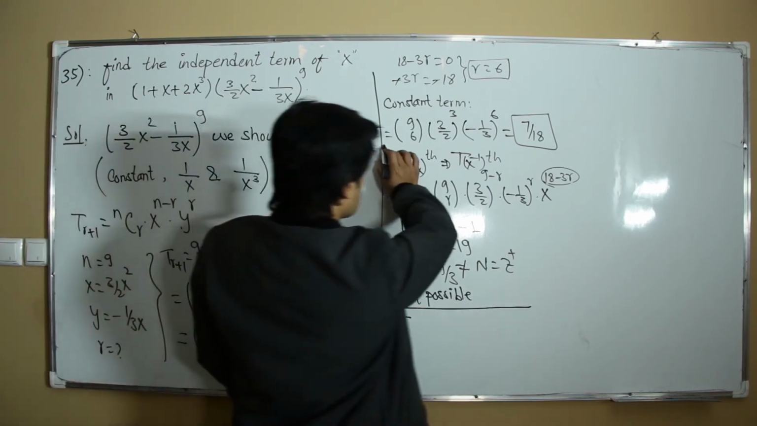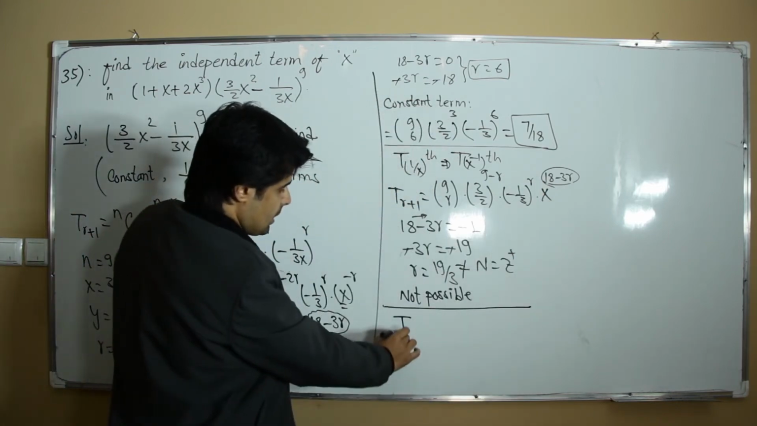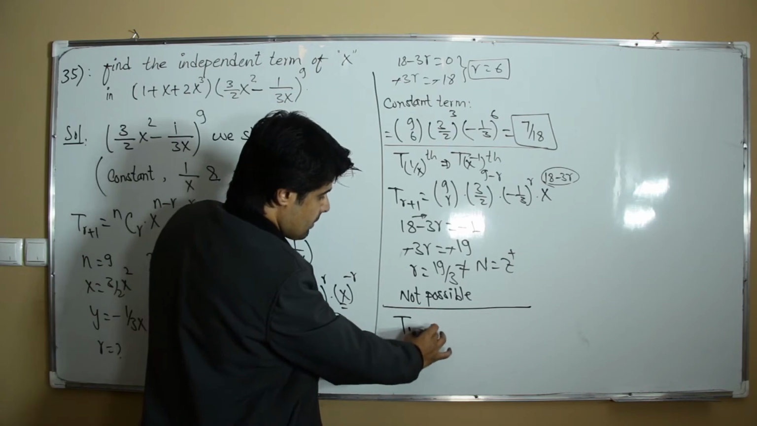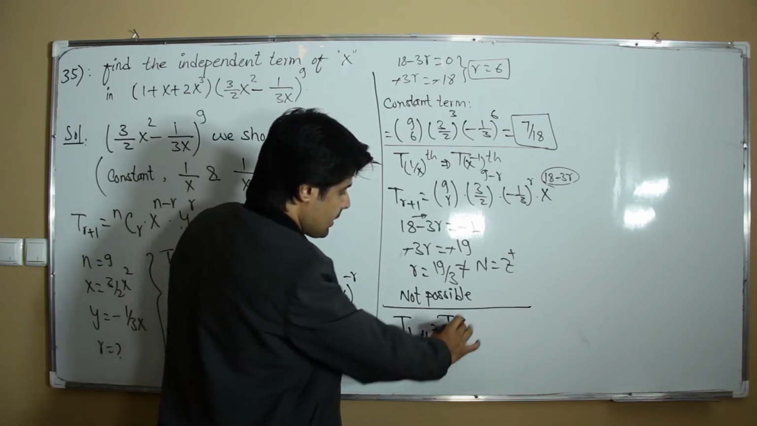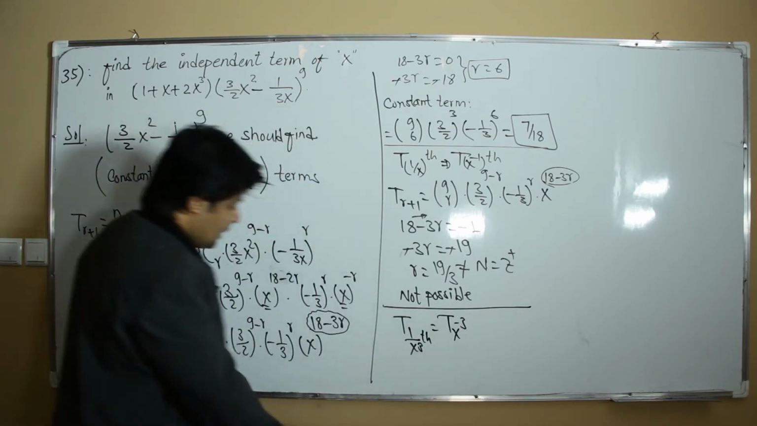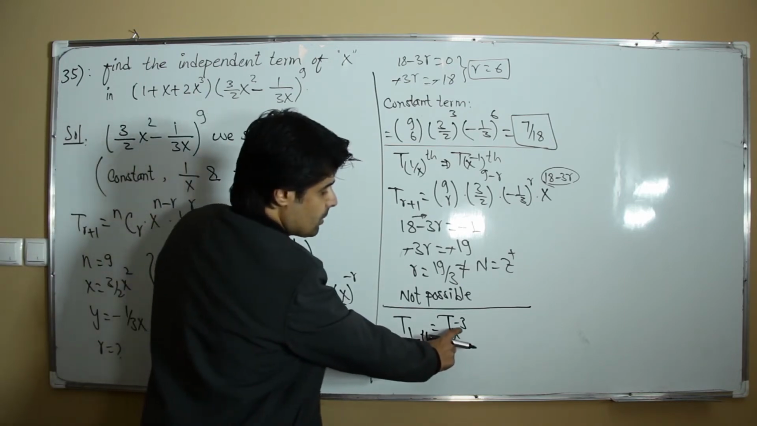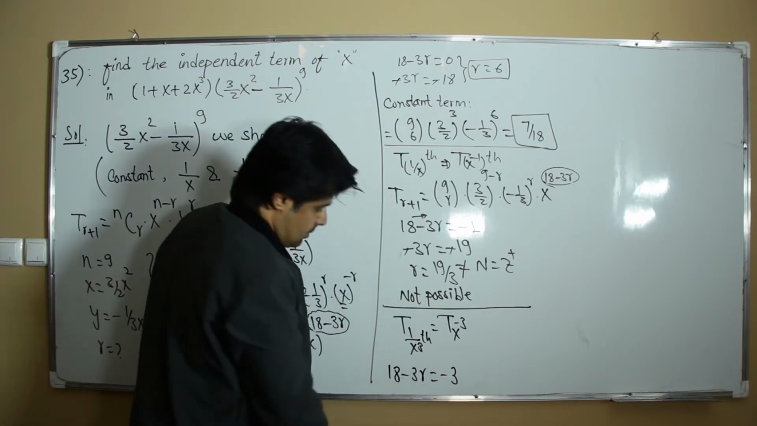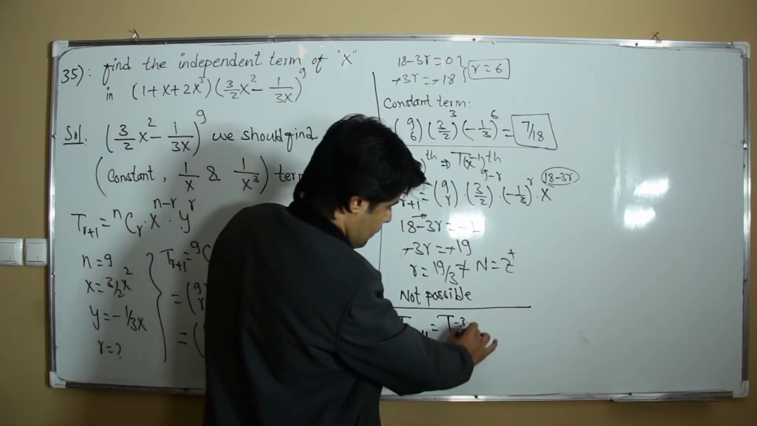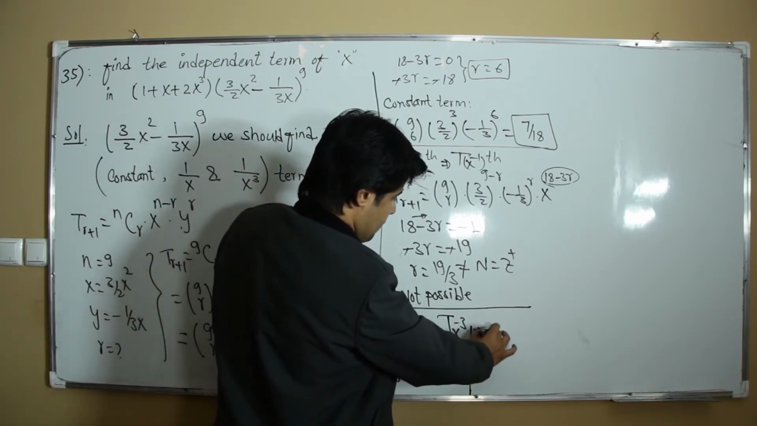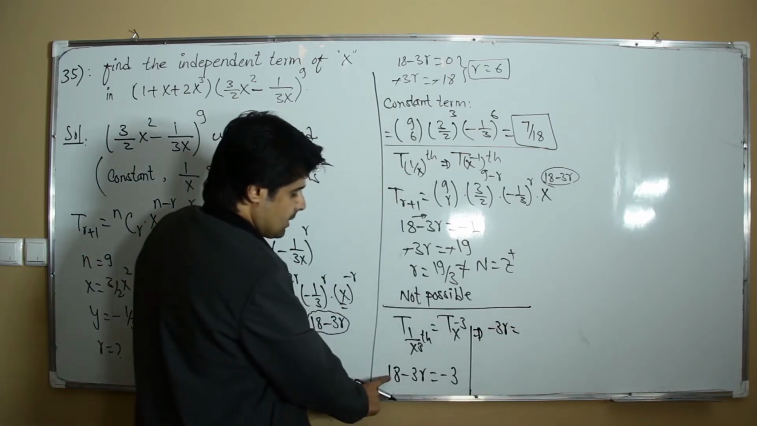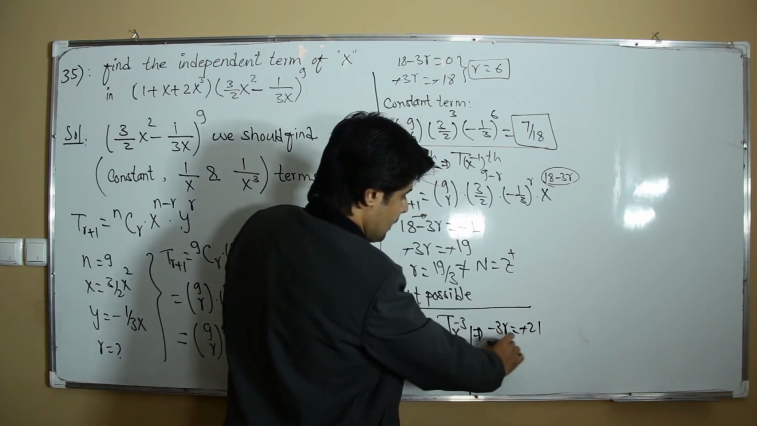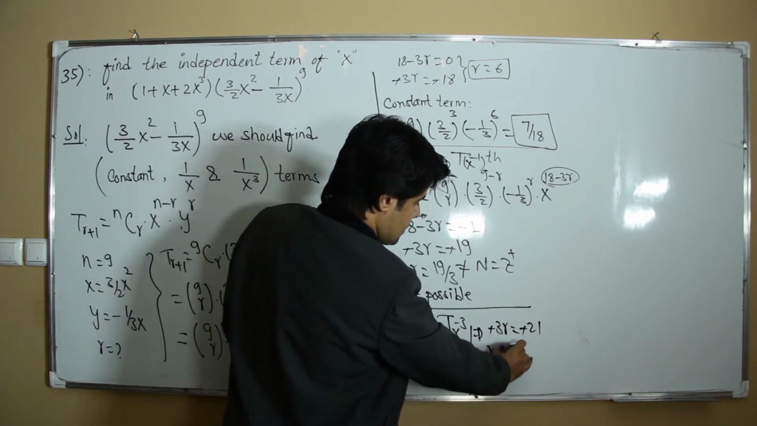I think you have got up to here. Now, the 1 divided by x cubed term means T with x to the power minus 3. What does it mean? It means this power should be equated to minus 3. 18 minus 3r should be minus 3. Now you will have minus 3r. Put 18 to the right side. You will have minus 21. Minus is cancelled. r is 7.